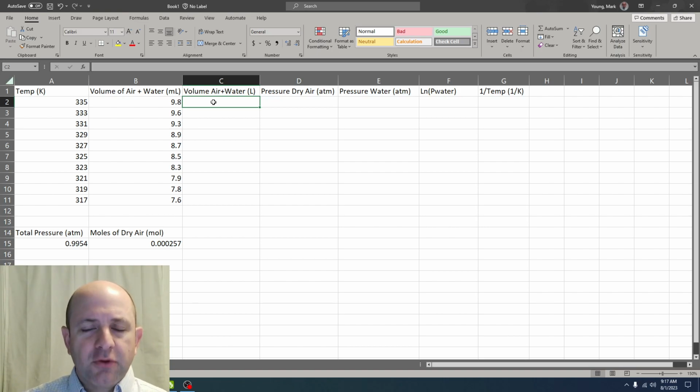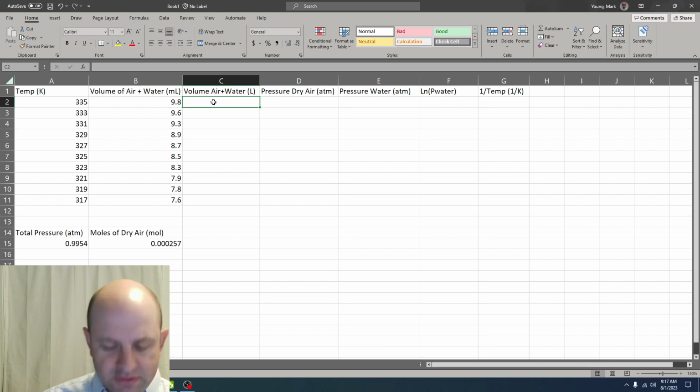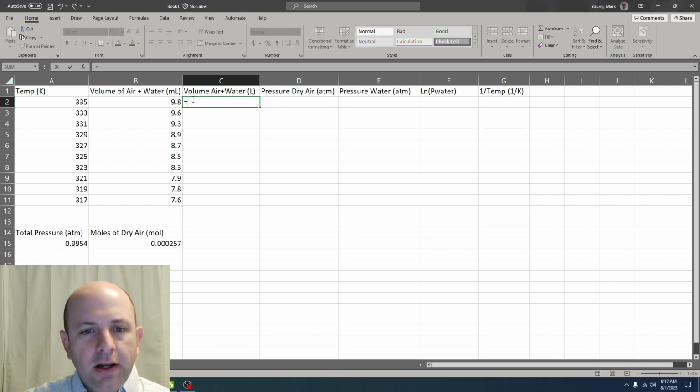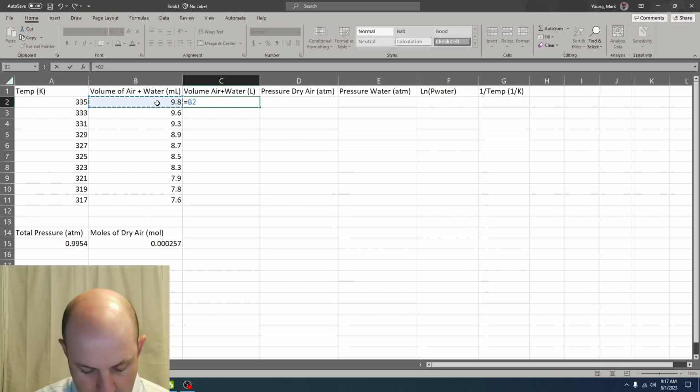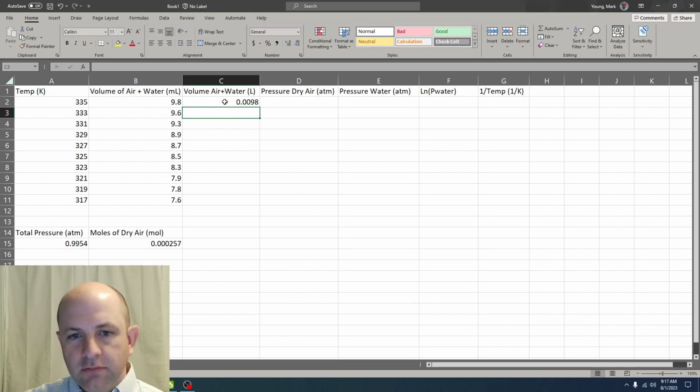And so the most basic type of formula for Excel is just to hit equals. That tells Excel we're going to do a math problem. You're going to calculate something when you start with equals. In this case, we want to take this milliliter volume and divide it by 1,000. So I'll click on this one, cell B2, then hit the divide sign and divide by 1,000. And when I hit enter, it goes ahead and does it for me.